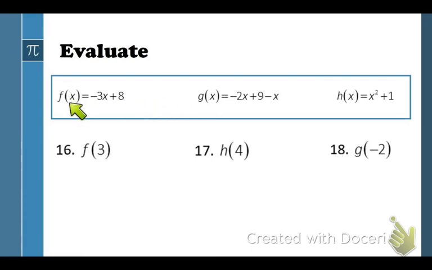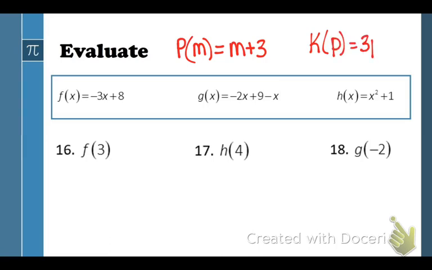Now, this parentheses with the x in it, okay, what does that mean? So we know this is function Fred, but the parentheses with the x means the variable used is an x. That's all. Function Fred with the variable x is equal to this. I could make some other functions. I could say function p of m, that just means m is going to be my variable. That's it. I could say k of p, and that just means that the variable used is p.